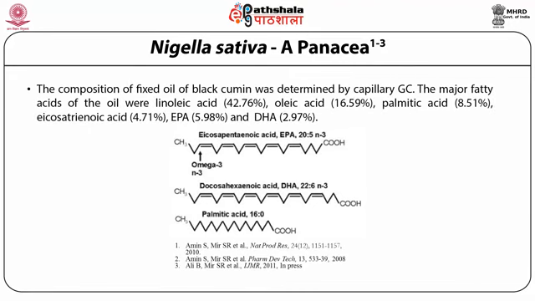GC has also been used for the detection of fixed oils, like in this case Nigella, which is black cumin. The composition of fixed oil from black cumin has been determined by capillary GC, and mass has been used as its detector. So based on GCMS profile, different fatty acids were isolated, like linoleic acid, oleic acid, palmitic acid, and icosapentaenoic acid. So these are very useful polyunsaturated fatty acids which are useful for cognitive health.